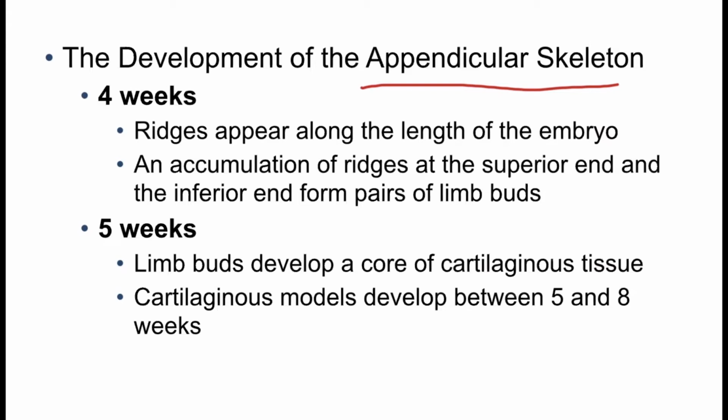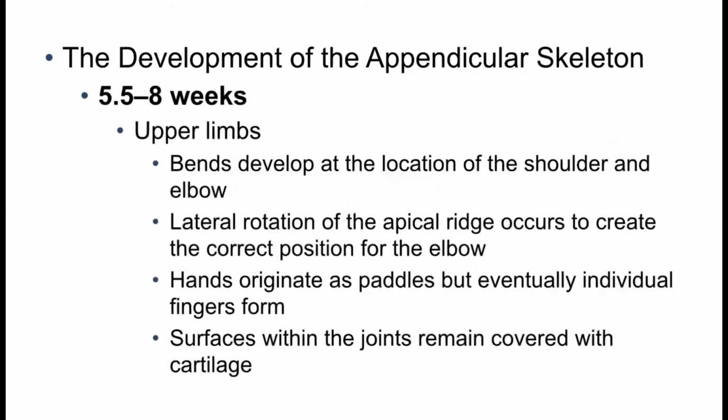At 5 weeks, the limb buds start to form cartilaginous tissue. Okay, and these models develop between 5 to 8 weeks. They start to form fingers. They start to form hands from just a paddle shape they start out as. So 5.5 to 8 weeks of the upper limbs, bends develop at the shoulder and the elbow. Okay, lateral rotation of the apical ridge occurs to create the correct position for the elbow. So the elbow starts to align itself as it rotates into position.